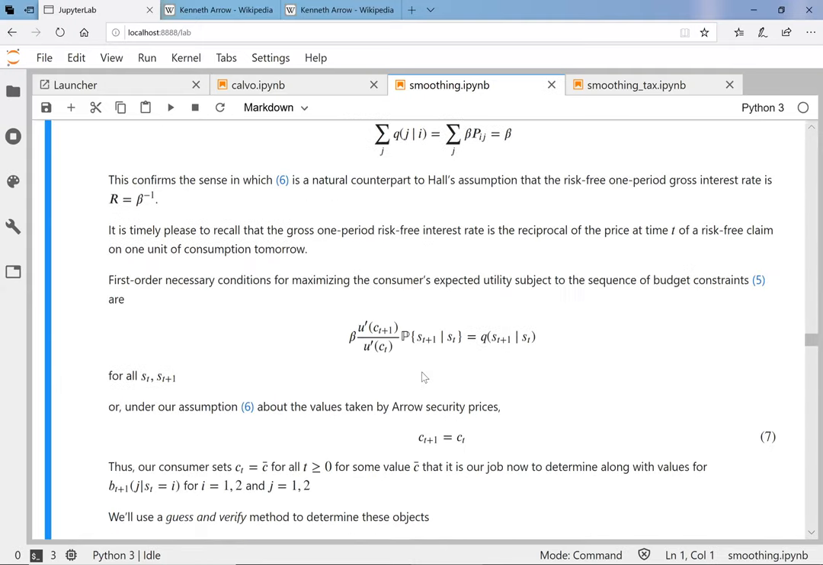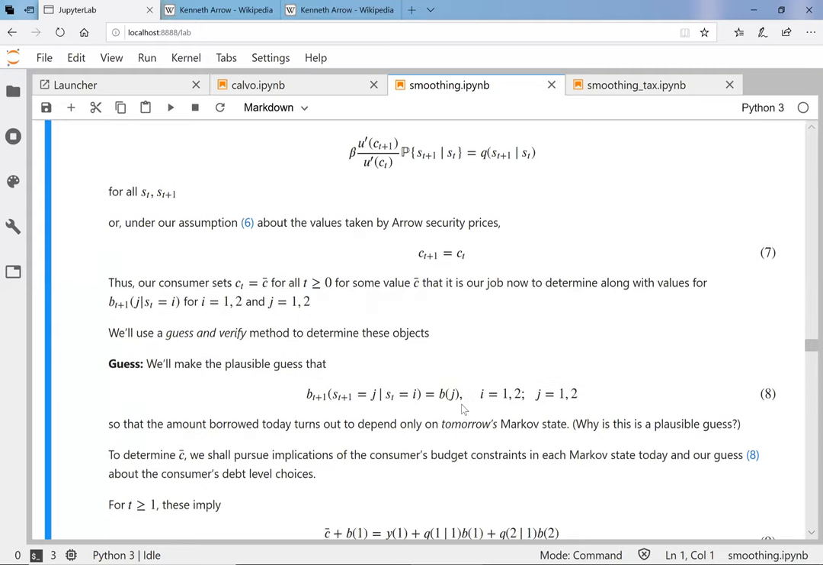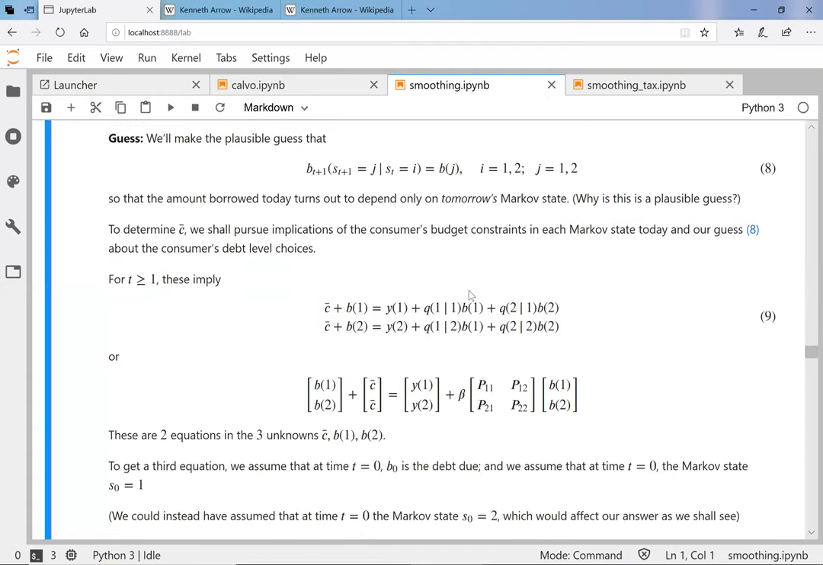So this lecture describes this. So what's going to happen now? What the consumer is going to want to do is, now we can actually compute a bunch of stuff. We can guess that this is going to carry over. What the consumer is going to do is completely smooth consumption. And then in every Markov state he's going to buy b_j. There's going to be no history dependence here. There's going to be some quantity b_j that the guy is going to want to buy or sell in Markov state j. And we can get a system of linear equations that we can solve for these. That's what this lecture does.